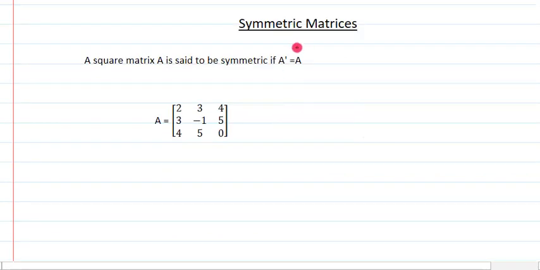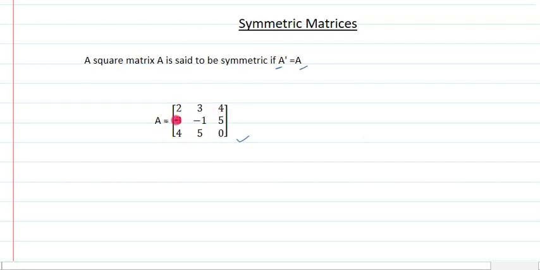Now let us come to know about symmetric matrices. A square matrix A is said to be symmetric if A transpose is equal to A. So this is a special kind of matrix. Every matrix can't be a symmetric matrix. So let me take one example for this type of matrix.